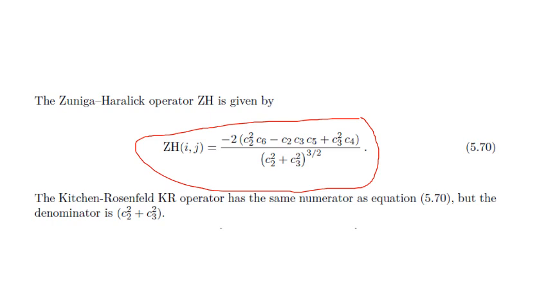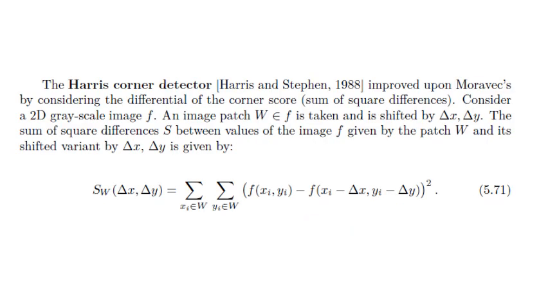There is one more operator called the KR operator, which has the same numerator as this, but a different denominator, given by c2 square plus c3 square. We already know the c values from the previous slide. These are some corner detector operators, but the most important one is the Harris corner operator, given by Harris and Stephens.